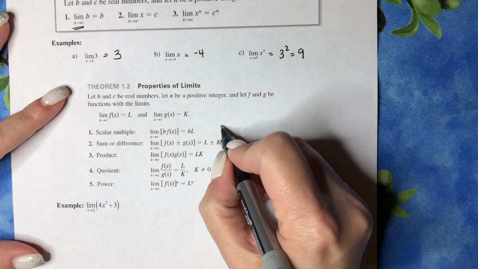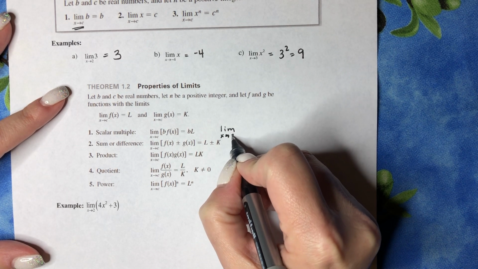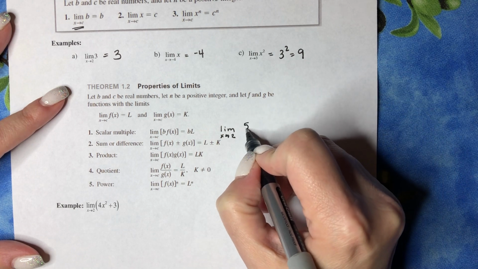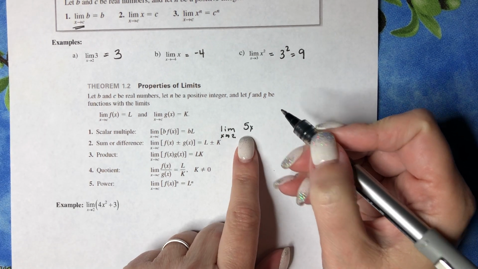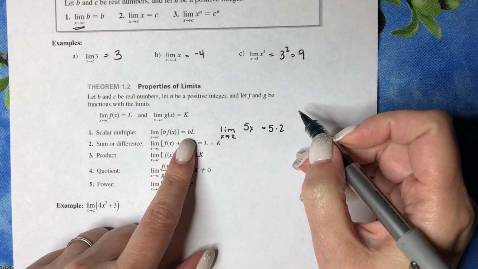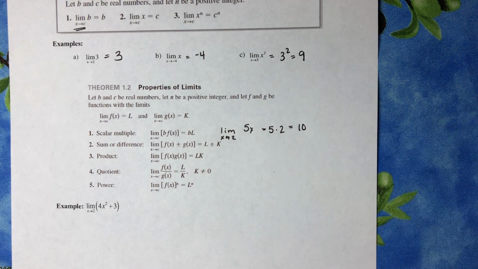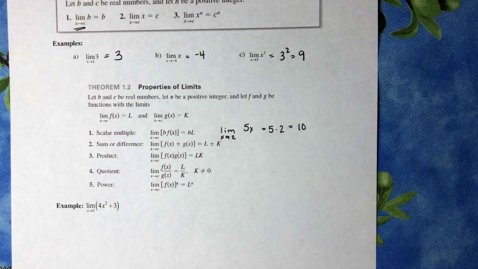So for example, if I were taking the limit as x approaches 2 of 5x, my scalar is 5, so that's just 5 times 2. See, notice times 2. So I just end up with 10. It sounds more complicated than it is.